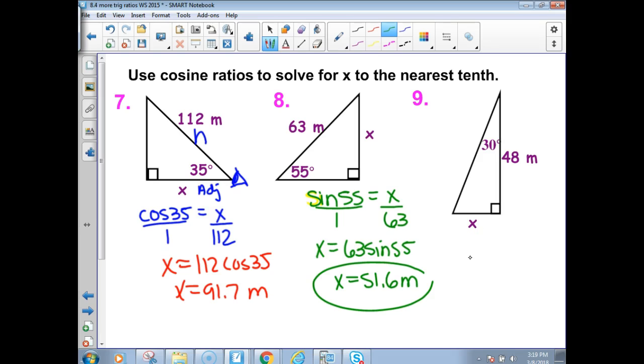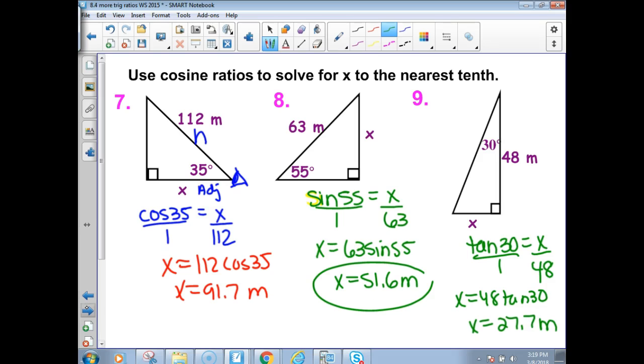Okay, how about Lauren, number 9? Okay, tangent of 30 equals x over 48. That would be the correct ratio. Okay. 48 tan 30 was what was it? 20? Okay, thank you. And that's in meters. Okay, there's 3 more, I believe, on this page.